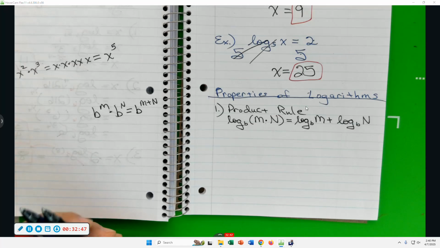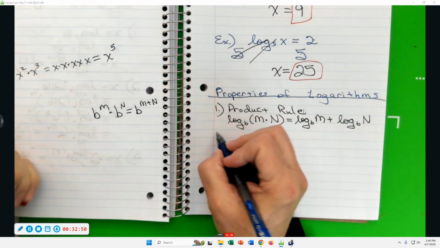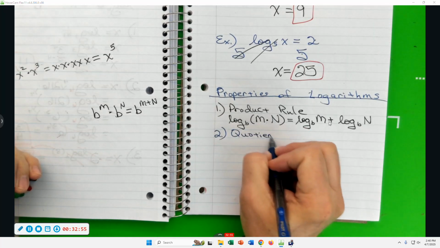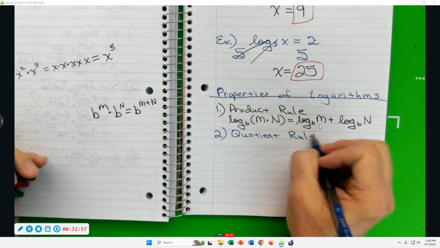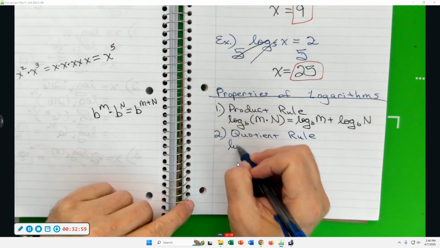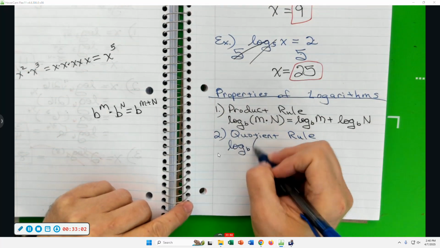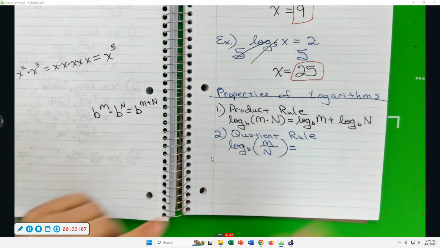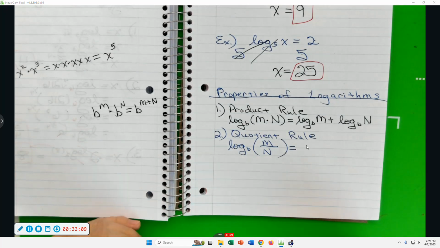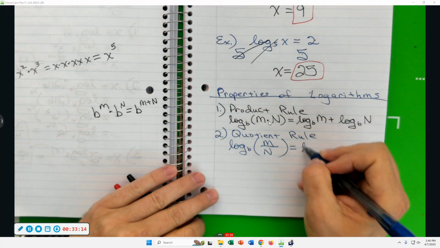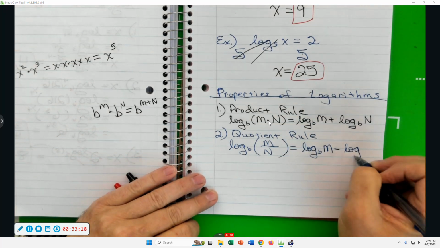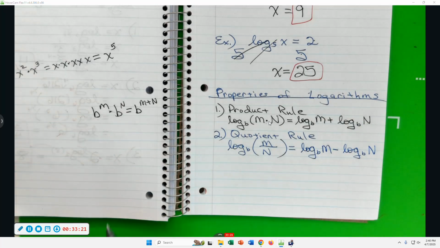If they know the product rule, most students can guess the quotient rule. To multiply, you add. What do you think you're going to do when we're dividing the arguments? Log base b of m divided by n. So you're writing division as a fraction. Want to guess? Subtract. Exactly. Log base b of m minus log base b of n.